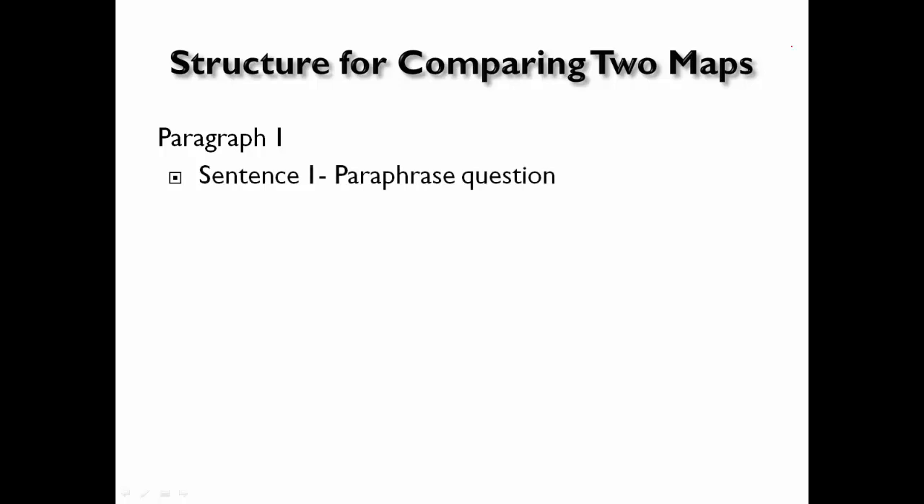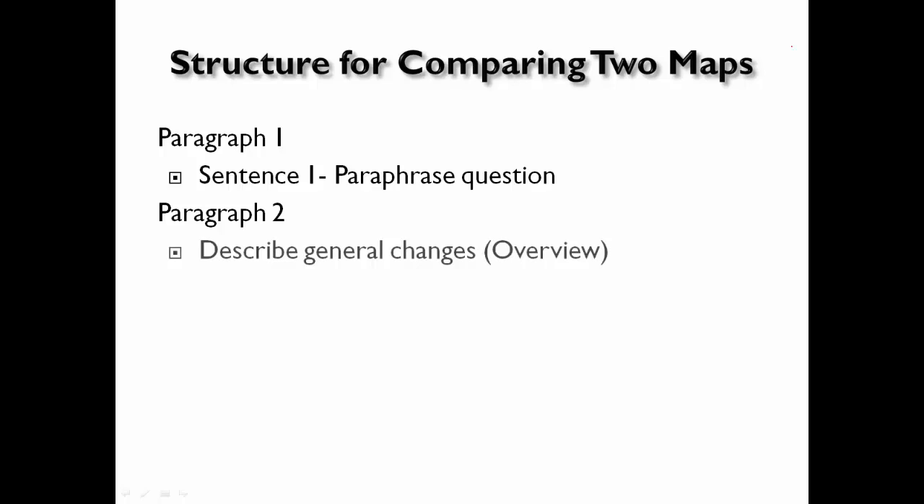So the overall structure that we should use for comparing two maps, we're only going to focus on comparing two maps because 95% of the questions are like this. Very, very rarely will you ever just get one map because there's not much to talk about if you get that. So paragraph 1 is of course going to be a paraphrase of the question. It's going to be our introduction. Paragraph 2 is where you're going to describe the general changes.